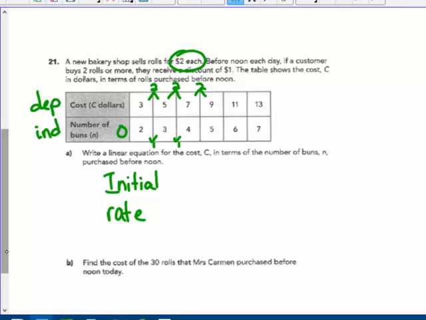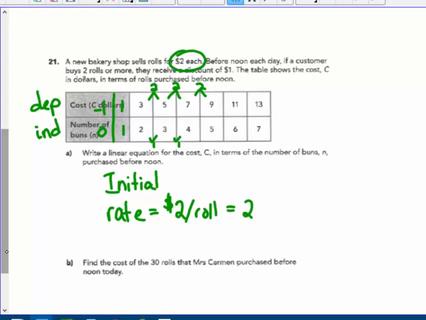So my rate is $2 per roll, or just 2. Now my initial amount. If I go down by 1 here, my cost is going to go down by 2. So I get a 1 and a 1. If I go down 1 more, I get my 0, and this is going down by 2. It would be -1.